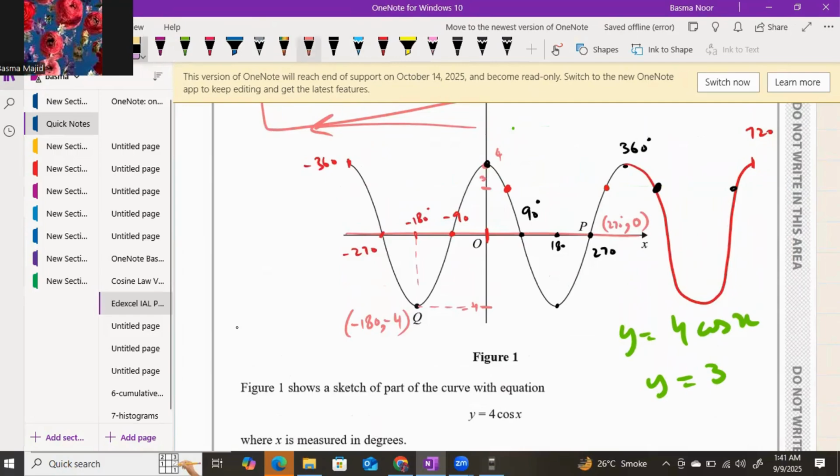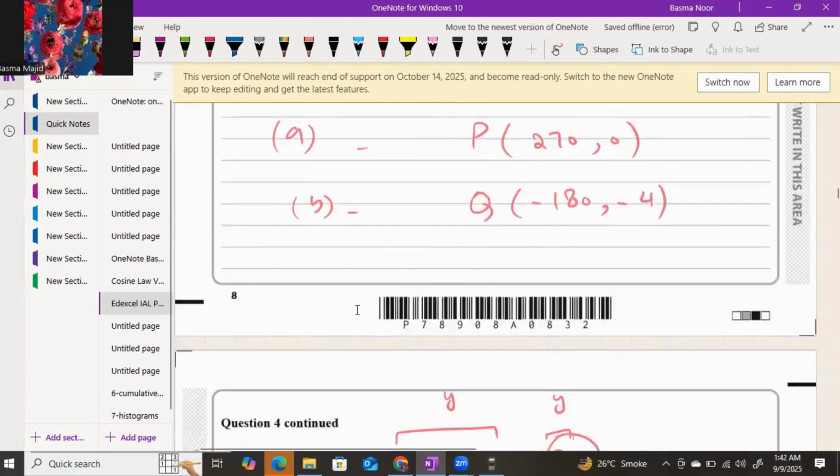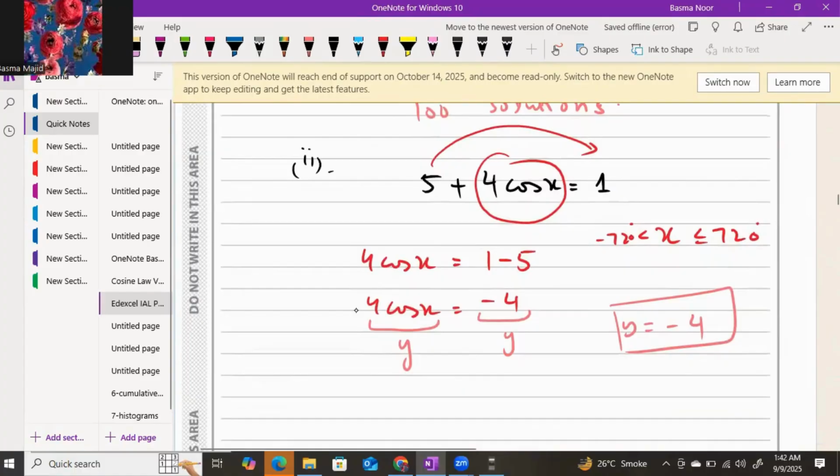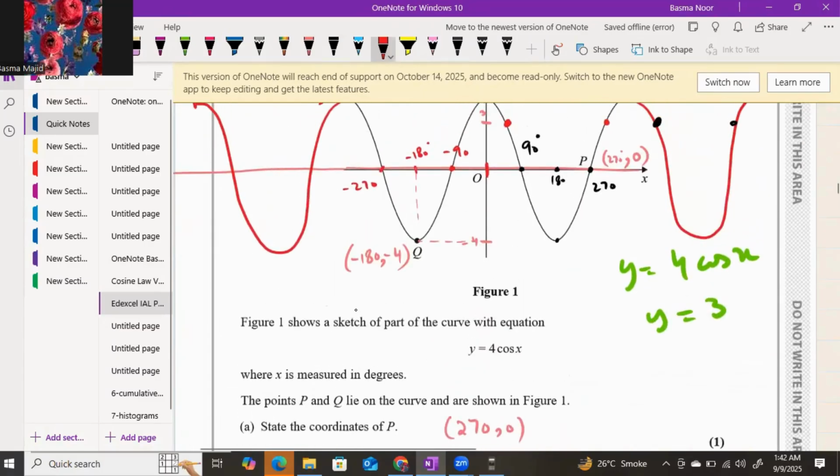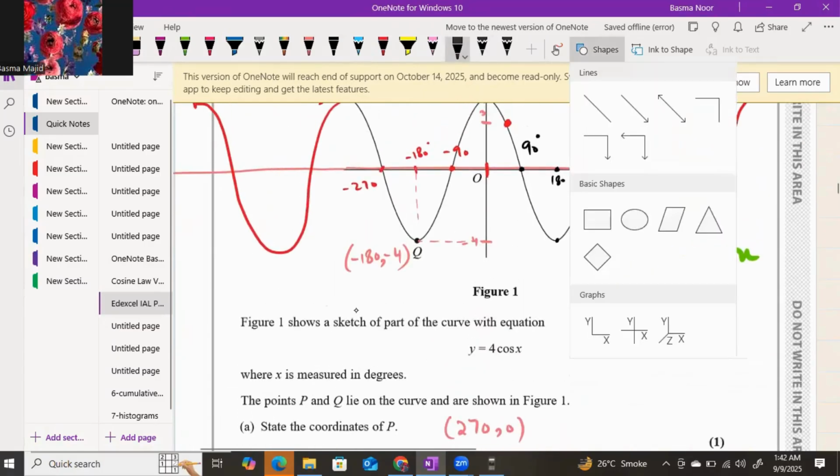Let me first plot y from negative 360 to negative 720 as well. This is still negative 360 and the other cosine curve is till negative 720. Now your line is, since you are solving 4 cos of x equals negative 4, the line y equals negative 4, you will plot it here. This is going to be your line y equals negative 4.